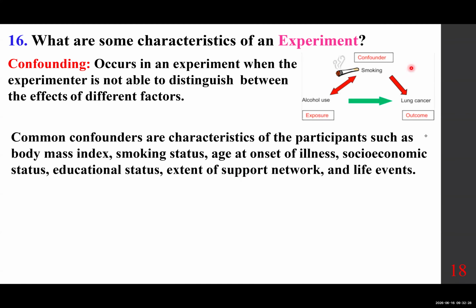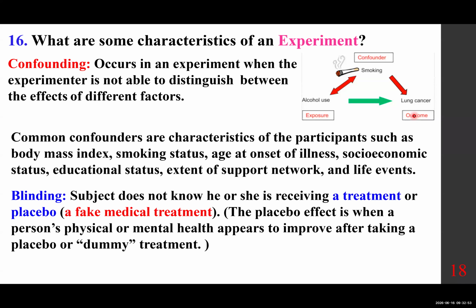So the idea is that lung cancer is the outcome. Why is that? Is that because of smoking? Is that because of alcohol use or exposure to alcohol use? Is it smoking or exposure to smoking? Somebody else was smoking on a regular basis near the patient. So there is some confounding, something that is hard to figure out.